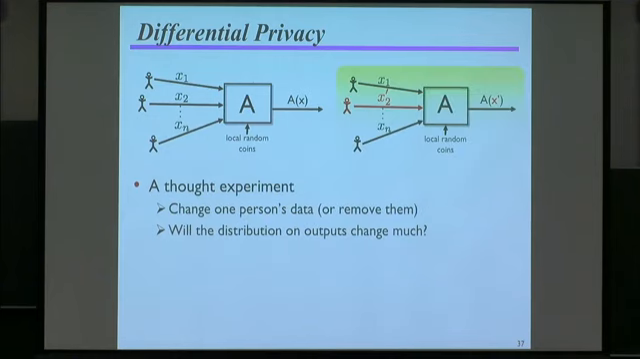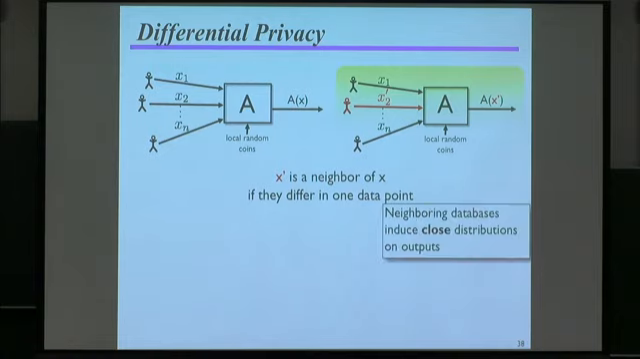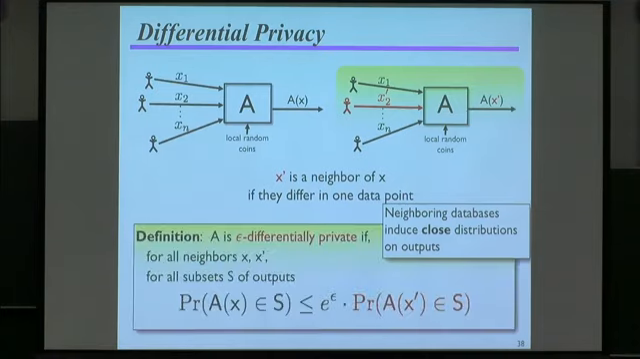So we're going to formulate the definition via a thought experiment. We're going to imagine what would happen if we changed one person's data, or maybe if we removed a person from the data set or added a person to the data set. And we're going to ask, by how much will the distribution on outputs change? More precisely, we'll say that data set X prime is a neighbor of X if they differ by the insertion or removal of one data point. And the requirement will be that neighboring data sets should induce close distributions on outputs.